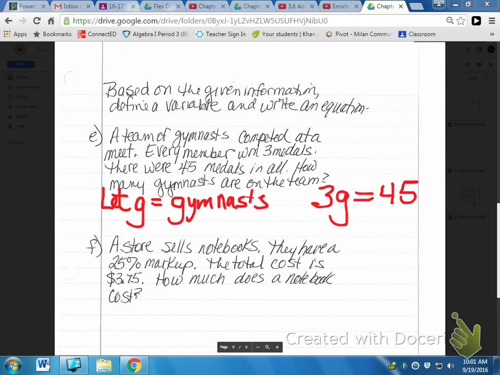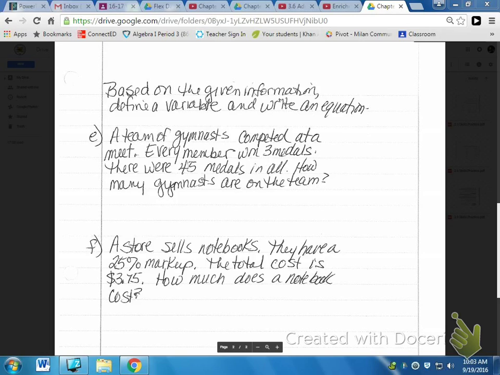Okay, now, F. A store sells notebooks. They have a 25% markup. The total cost is $3.75. How much does a notebook cost? Okay, so this one's a little trickier. There's a little more to this one. So we're going to talk about it maybe in parts here.